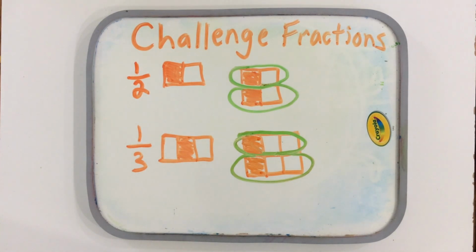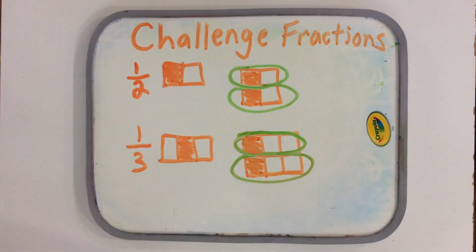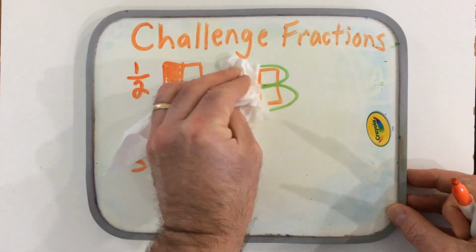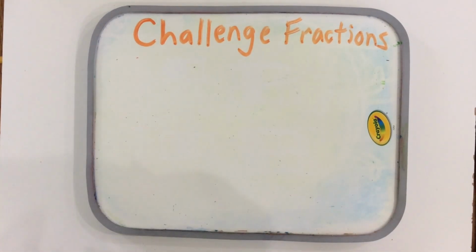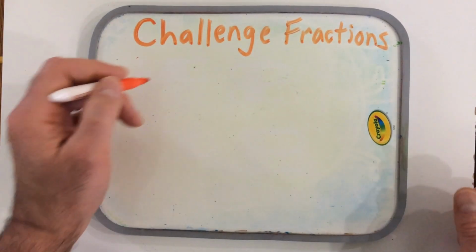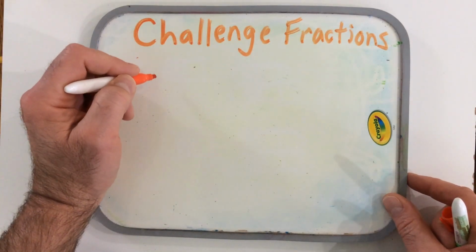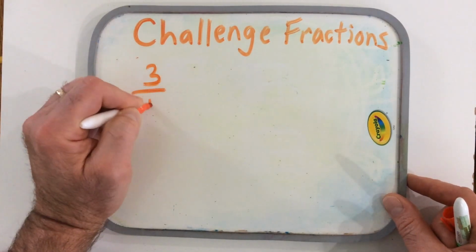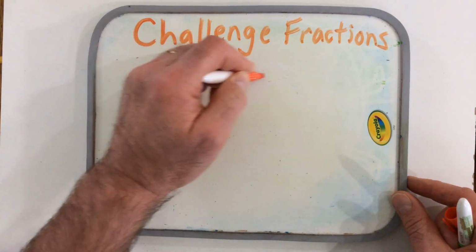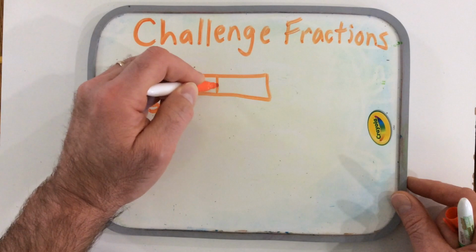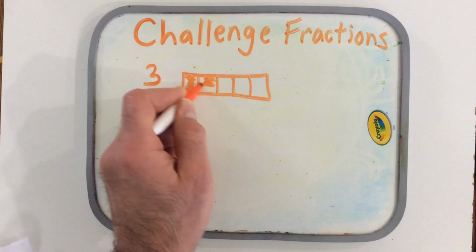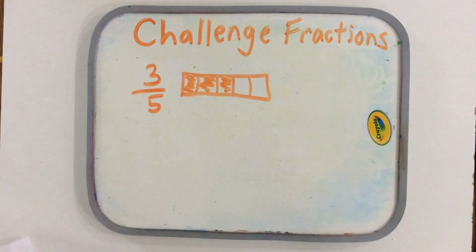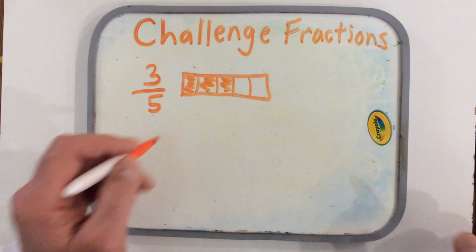All right. I'll do one more example. So let me erase this bit. So let's see. Let's pick maybe 3 out of 5. So 3 out of 5. All right. So again, you color in 1, 2, 3 out of a total 5 pieces. But we can show this again a different way.